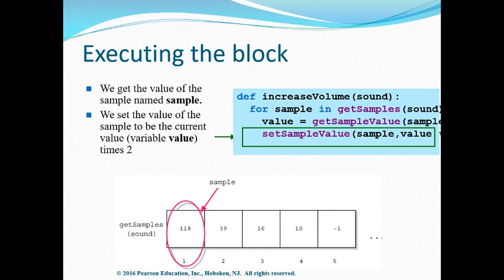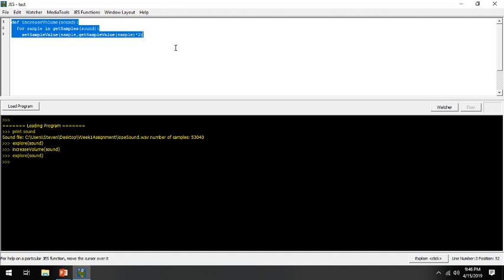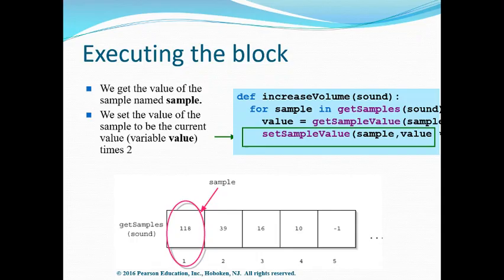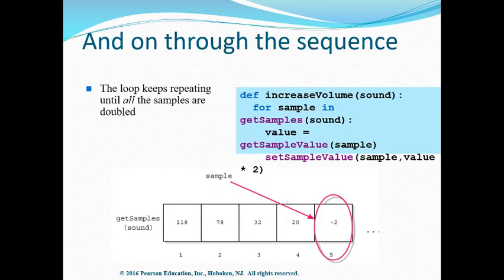So executing the block, we get the value of the sample named sample. We then set the value of the sample to be the current value, variable value times 2, right? So that's inside the for body. So this is our function scope. Everything inside here is our function. Here's our for loop, and then this is everything inside the for loop, everything that's indented underneath the for loop. So we have a colon that denotes that this is a for loop. So anything in here is going to repeat. Anything down inside this indented area of the for loop body is going to repeat for the number of samples that are in sound. Then we have the next sample, and that continues and repeats throughout the entire list of samples.